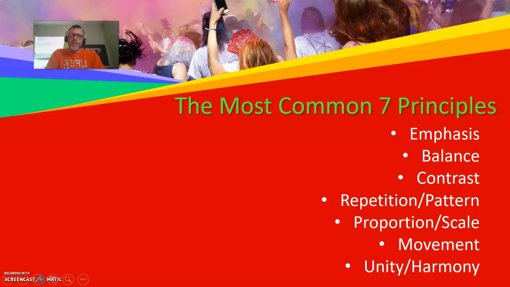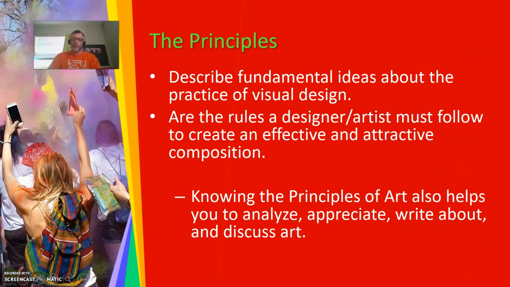So the most common 7 principles of design are emphasis, balance, contrast, repetition or pattern, proportion or scale, movement, and unity or harmony. These are the 7 most common principles that you'll find. Some textbooks might be different, some classes might be different. Make sure to know the principles of design that are specific to your class, please. But anywhere you look, it'll be different. Okay? All right, so moving on.